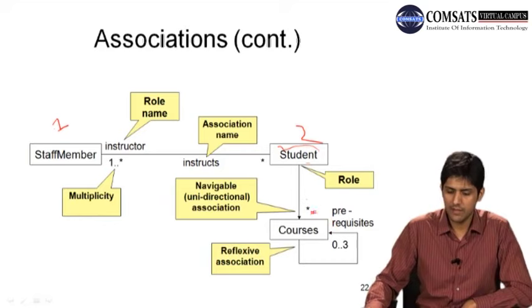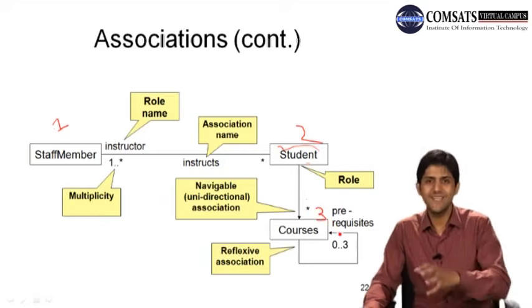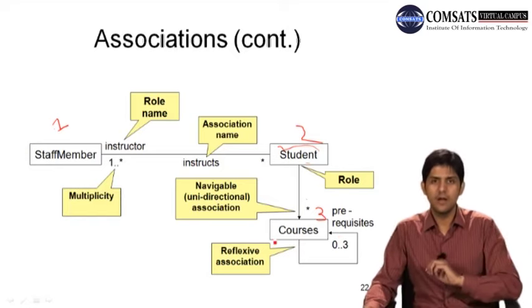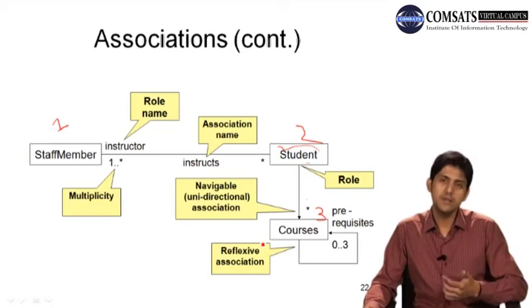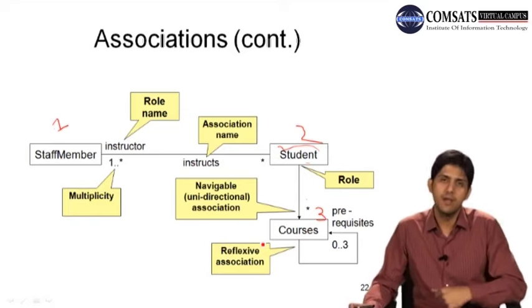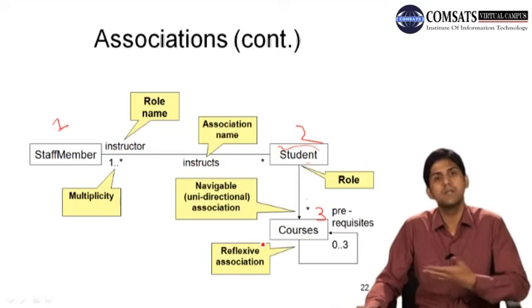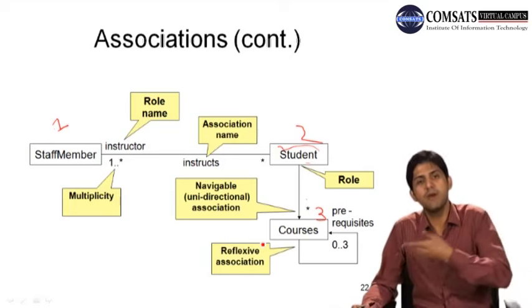Okay, and then we have these courses. So we have these three classes. Now the staff member that is connected to student. How is it connected to student? Because he instructs students. A particular staff member or a particular faculty member can have multiple students.